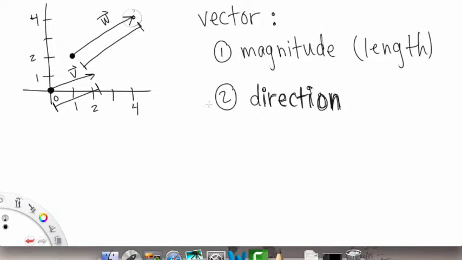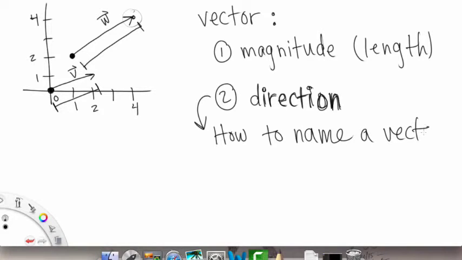the second part of a vector is its direction, which I think is not necessarily the most important part, but definitely it holds its own, because the direction is how we name a vector. So it tells us how to name a vector. For example, the way we would name vector v here, so this one down here, is not based on where its tail or base is, which is at the origin, but it's based on in what direction it is moving: how many units in the x direction and how many units in the y direction.